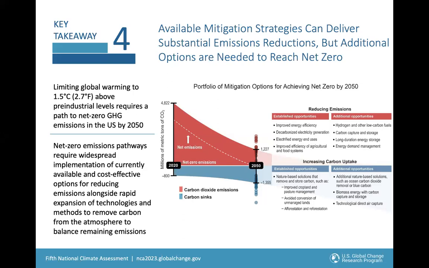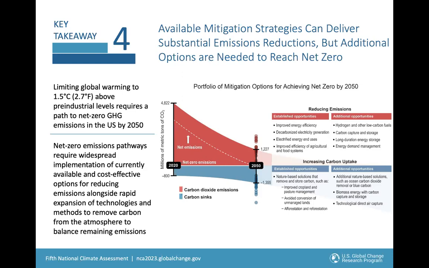And while US emissions have fallen, the current rate of decline is not enough to meet this target. We can get a long way towards our goal of net zero by 2050 with widespread implementation of currently available and cost-effective mitigation options. And you'll see some of these established opportunities in the figure shown here, which lays out the portfolio of mitigation options for achieving net zero emissions in the US. But to reach this target, we would need to move much faster and go much further in our mitigation efforts than we have so far.